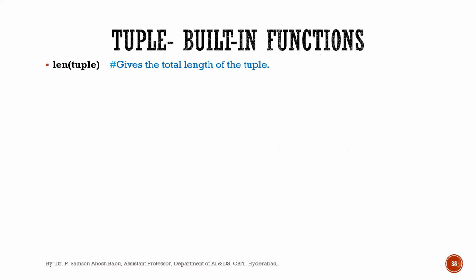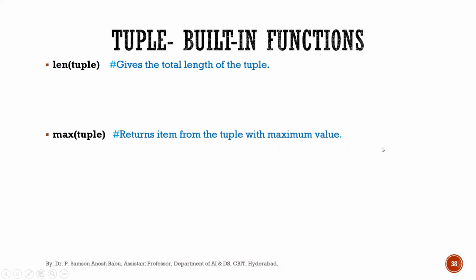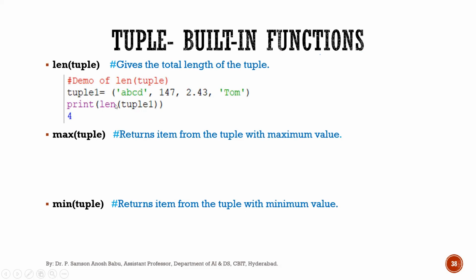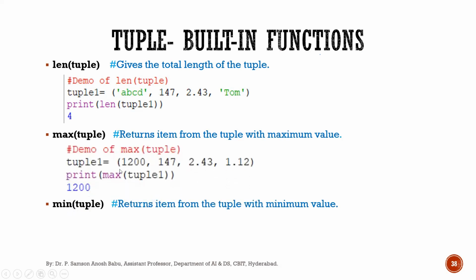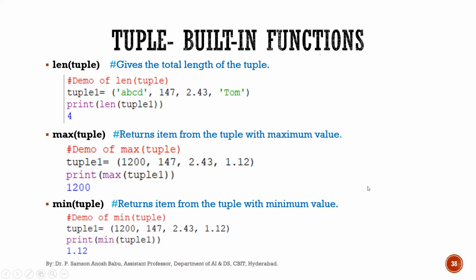Tuple built-in functions. Similar to the list, a few functions we can see here. Length of the tuple gives the total length of the tuple, max of tuple returns the item from the tuple with the maximum value, and min of tuple returns the item from the tuple with the minimum value. You see the example of length of tuple. The tuple 1 is ABCD, 147, 2.43, and Tom. It contains 4 elements. The length 4 is given. For max of tuple, if you have the elements 1200, 147, 2.43, and 1.12 in a tuple, and if you write max of the tuple name, it will give the maximum value existing in that tuple, it is 1200.